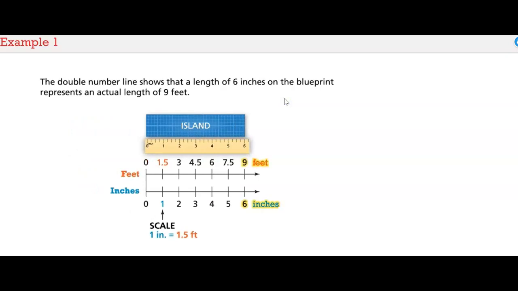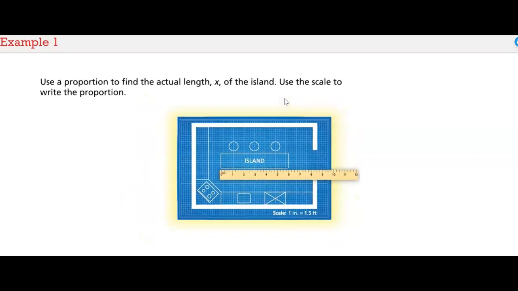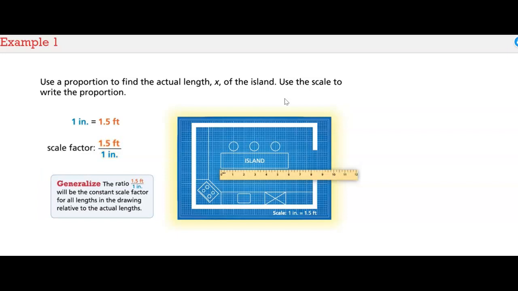The double number line shows that a length of 6 inches on the blueprint represents an actual length of 9 feet. Another way to solve the problem is to use a proportion to find the actual length, x, of the island. Use the scale to write the proportion. 1 inch on the blueprint equals 1 5/10 feet on the actual kitchen. Divide both sides of the equation by 1 inch to show the ratio 1 5/10 feet to 1 inch. This ratio will be the constant scale factor for all lengths in the drawing to the actual lengths.